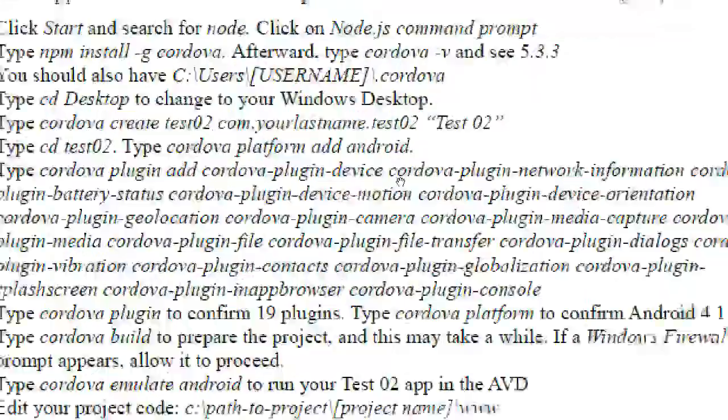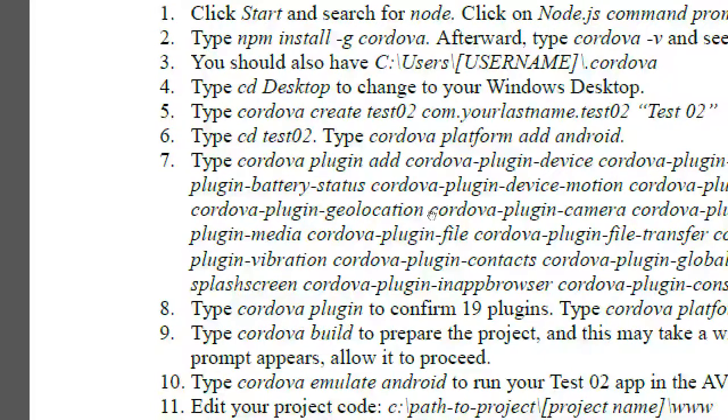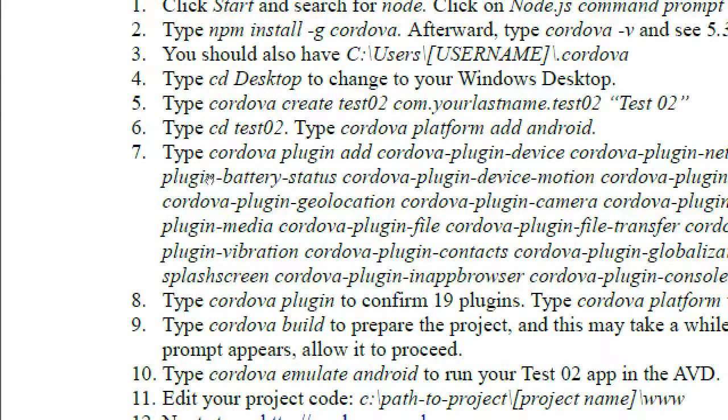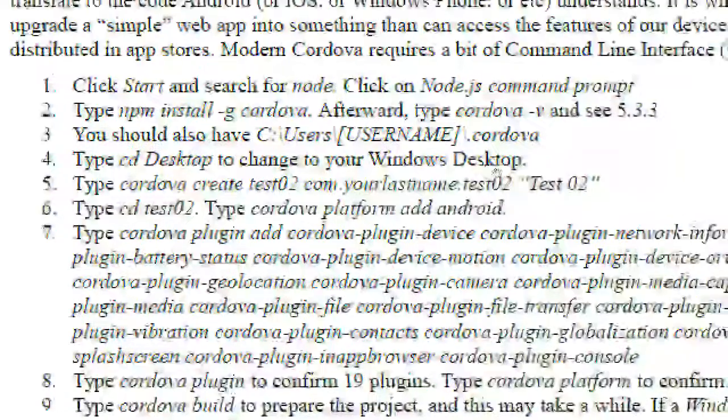On my instructions, if we look at 7 and 8, the ones that I skipped, we've got Cordova plugin add Cordova, and I say here, type all of this, but you can copy and paste. We won't do this just yet, but what this does is it adds extra plugins, extra features to our app. Right now our project cannot access some of the features of the device, a feature such as the camera, the GPS, the contacts, the SD card of the device. We can get access to all of those features though via plugins.